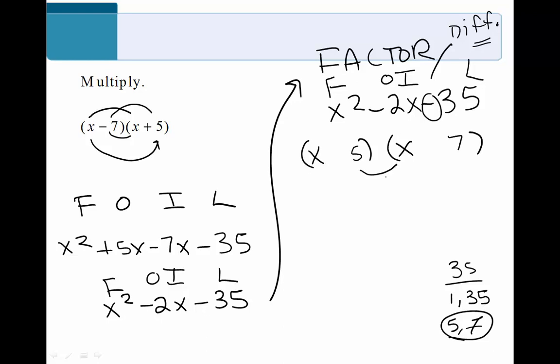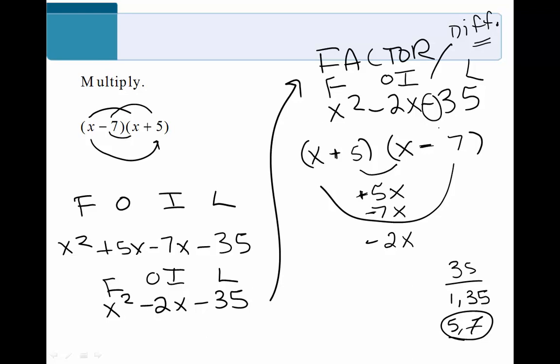Check my inner. 5 times x is 5x. 7 times x is 7x. It needs to add up to my middle term, my OI, negative 2x. In order for it to add up to negative 2, my 7 would have to be negative. My 5 would have to be positive. So that puts my positive here and my negative here. So those are the 4 possibilities that you're going to get.